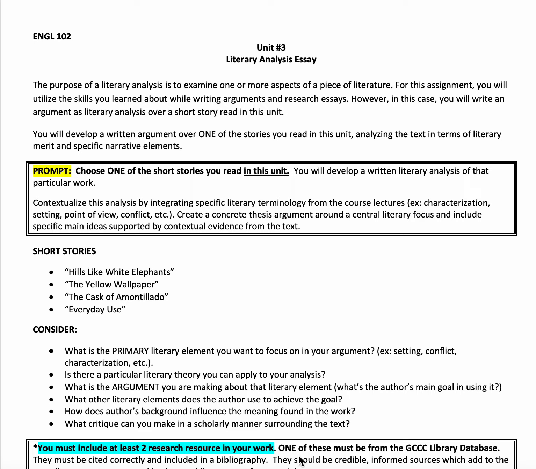You're going to develop a written analysis of that particular work, looking at the literary terminology from the course lectures, making sure you're analyzing things like characterization, setting, point of view, conflict, etc. So you're going to create a concrete thesis argument around a central literary focus and include the main ideas supported by evidence from the text. So what this means is there are a lot of things that you guys could consider across these stories. So choose one of them first: Hills Like White Elephants, Yellow Wallpaper, Cask of Amontillado, or Everyday Use.